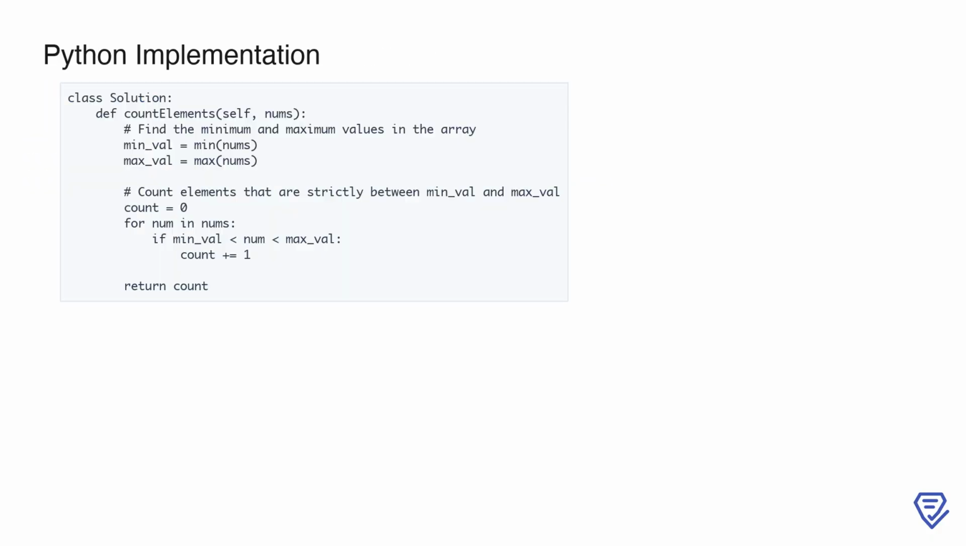This solution efficiently counts the elements in the array that are strictly greater than the minimum value and strictly less than the maximum value. We start by finding the minimum and maximum values in the array using the min and max functions, which operate in O(n) time. Then, we iterate through each element in the array and check if it lies strictly between the minimum and maximum values. If it does, we increment a counter. Finally, we return the count. This approach ensures that the solution runs in O(n) time, where n is the size of the input array, making it efficient for large inputs.